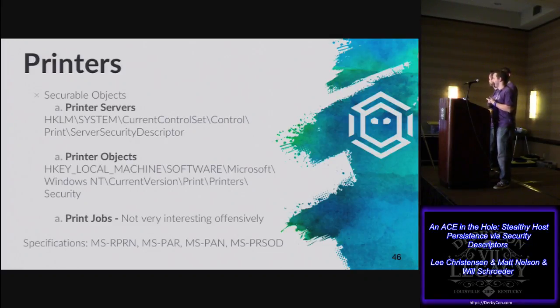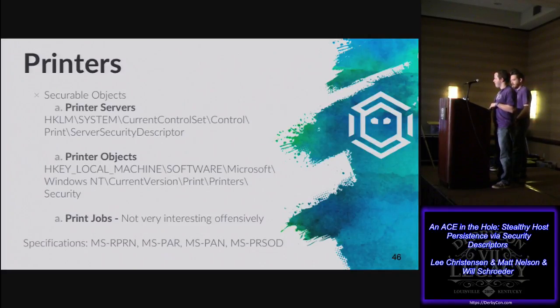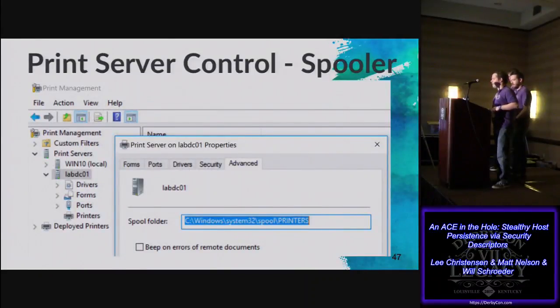So when we're talking about printers, there are actually 3 different types of objects that you can interact with that are securable. There are print servers, printer objects themselves, so each individual printer you add on a machine, and then print jobs. I couldn't find anything you could do with print jobs, so I'm not going to really talk about those, but you can find the security descriptors for those other 2 object types in the registry offline. You can also query them online using the printer RPC interface, which has some Win32 APIs that implement it, but they're also specified in those specifications at the bottom.